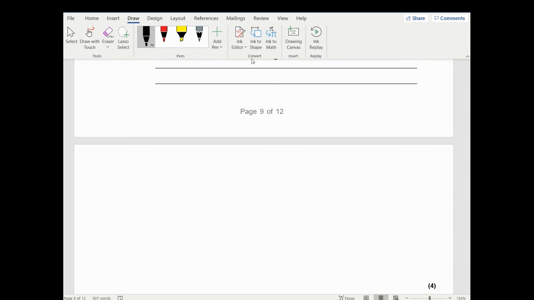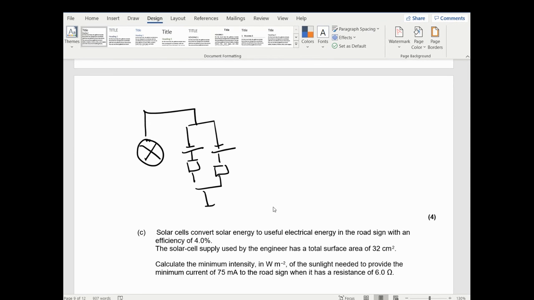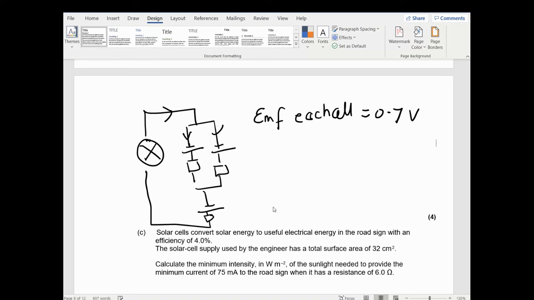So I've got my light, which I'm going to draw as a lamp, and Figure 3 has a cell with an internal resistor, has another cell with internal resistor, and another cell with internal resistor, and that all goes down to here. So what actually happens is my current goes through, it splits up, and it comes through. So in my actual circuit here, I can gain more potential. Okay, so the EMF of each cell is 0.7 volts. We were told that. So I'm going to get 0.7, 0.7, and 0.7.